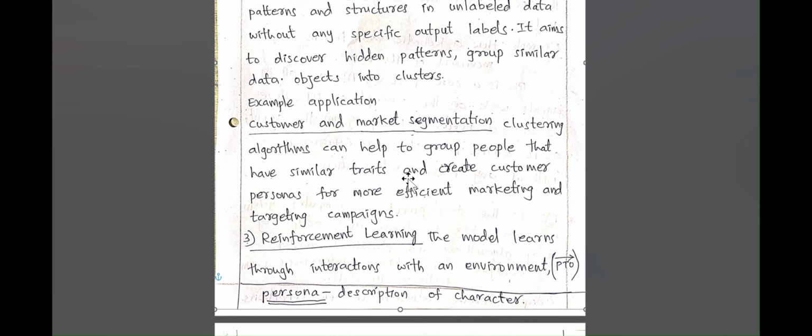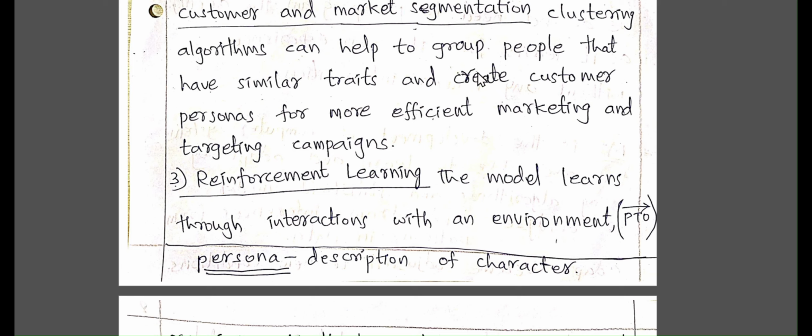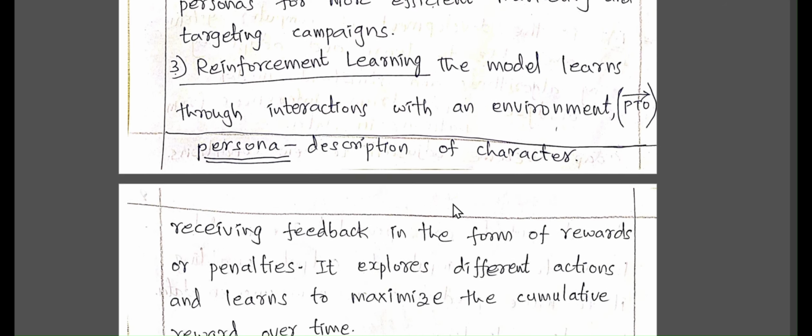In unsupervised learning, the model learns patterns and structures in unlabeled data without any specific output label. It learns by itself, discovering new hidden patterns and grouping similar objects or data into clusters. These are a few applications. Customer and market segmentation is an application of unsupervised learning. The unsupervised model groups people having similar traits, clusters them and collects the data, and it creates customer personalization, which is helpful for efficient marketing. So let's move on to reinforcement learning.